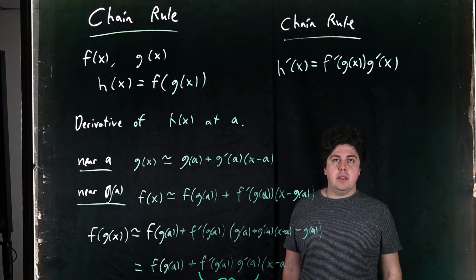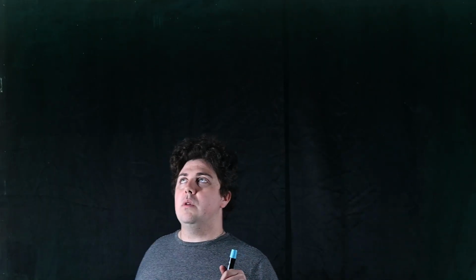Let's do some examples with it. So now that we've learnt the statement of the chain rule, let's do some examples. So first, let's talk about a function.